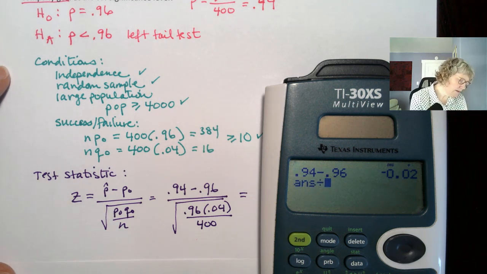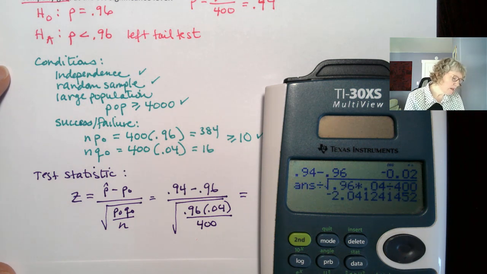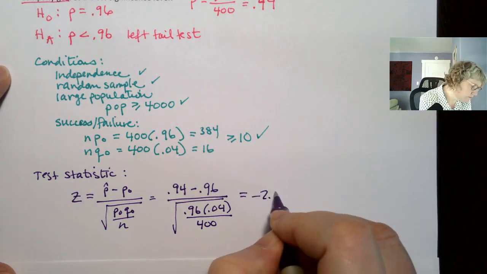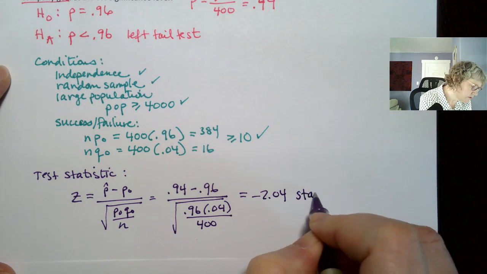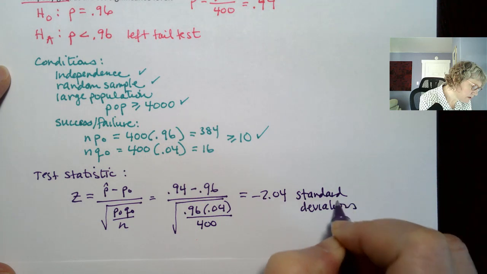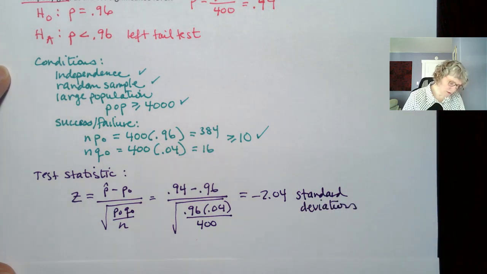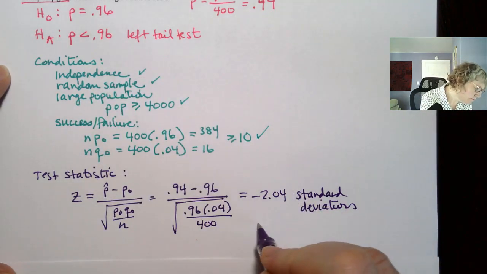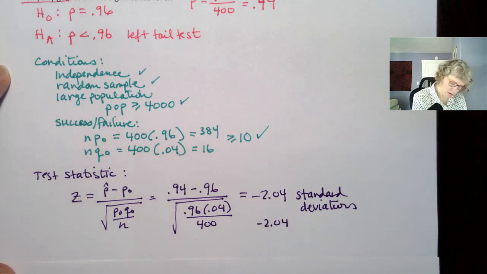Now I'm going to divide that difference by the square root of 0.96 times 0.04 divided by 400. Negative 2.04 standard deviations. And for my p-value, you might want to be a little bit more exact. I should have written negative 2.0412. So I'll write that down below here.